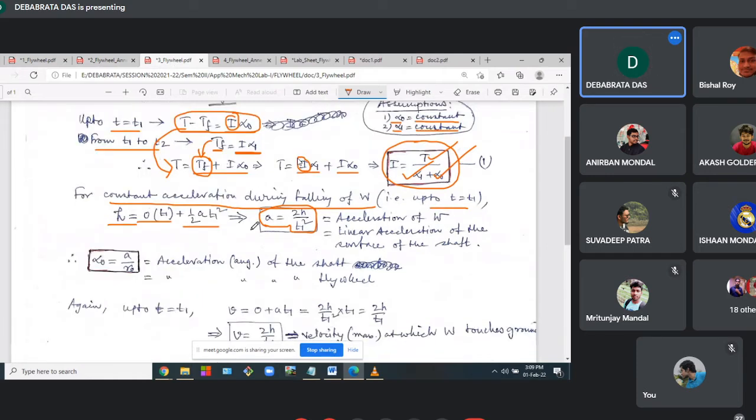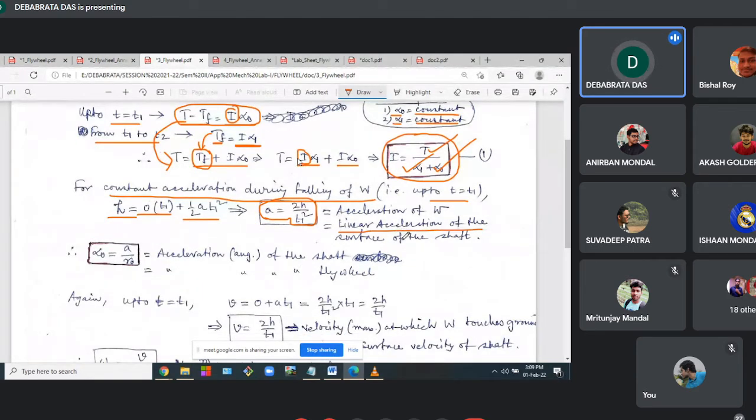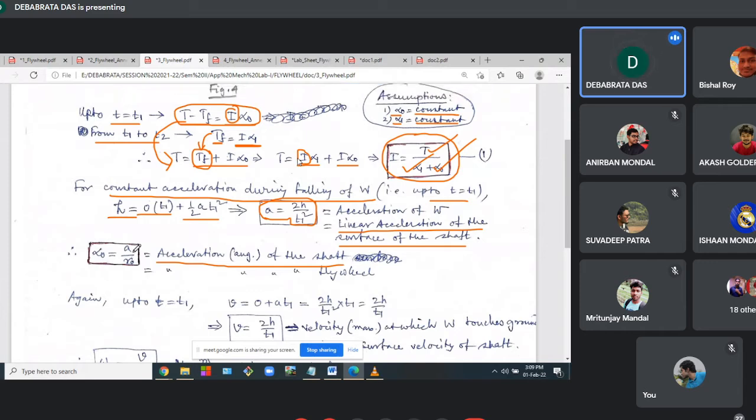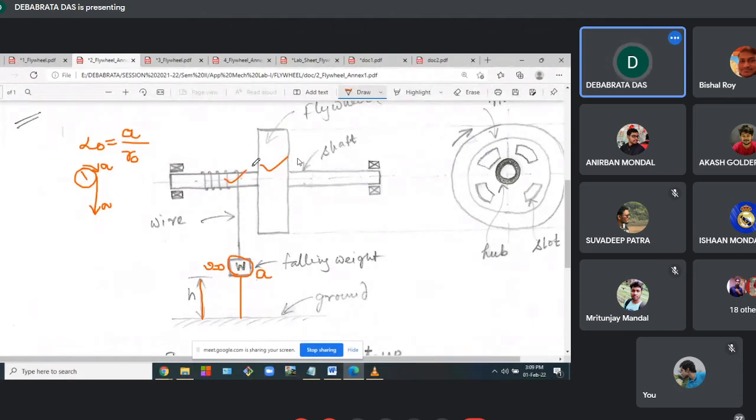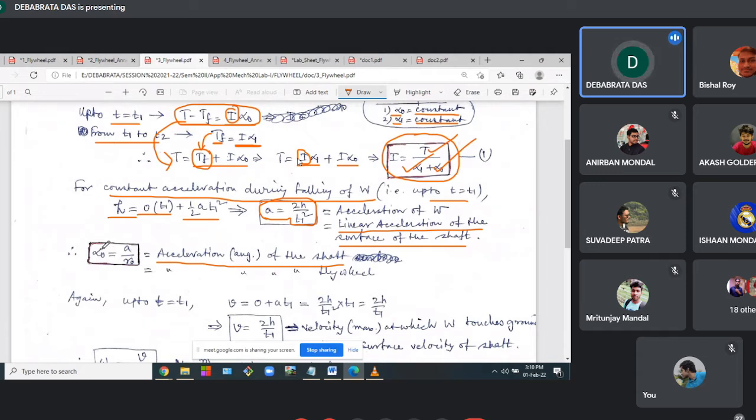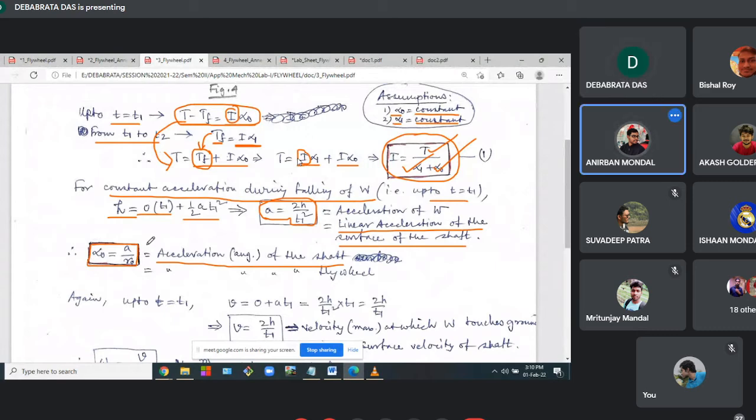So this A is the linear acceleration of the surface of the shaft. So if you know this, then what is the angular acceleration of the shaft surface? That is A by R naught. R naught is the radius of the shaft. Clear? And as we know that this shaft and flywheel are rigidly connected, whatever be the alpha naught for the shaft, same alpha naught will be there for this flywheel. So alpha naught we can find out using this.